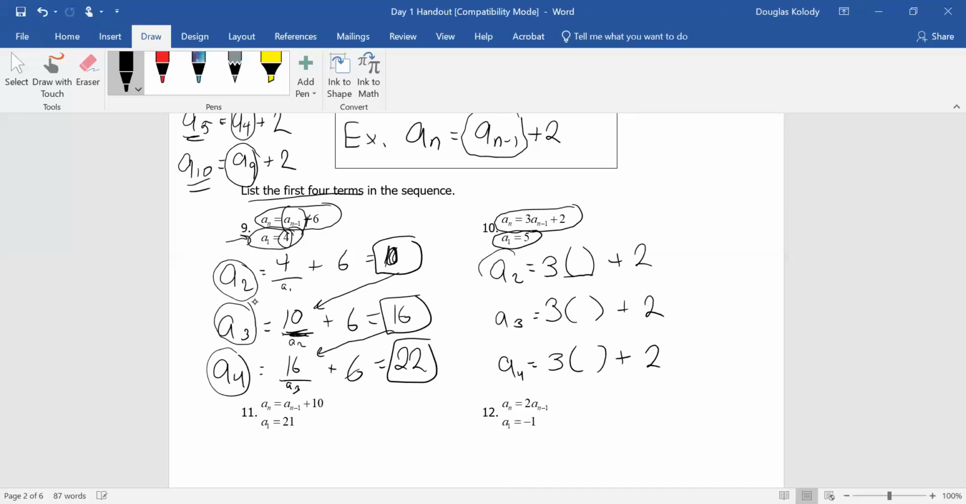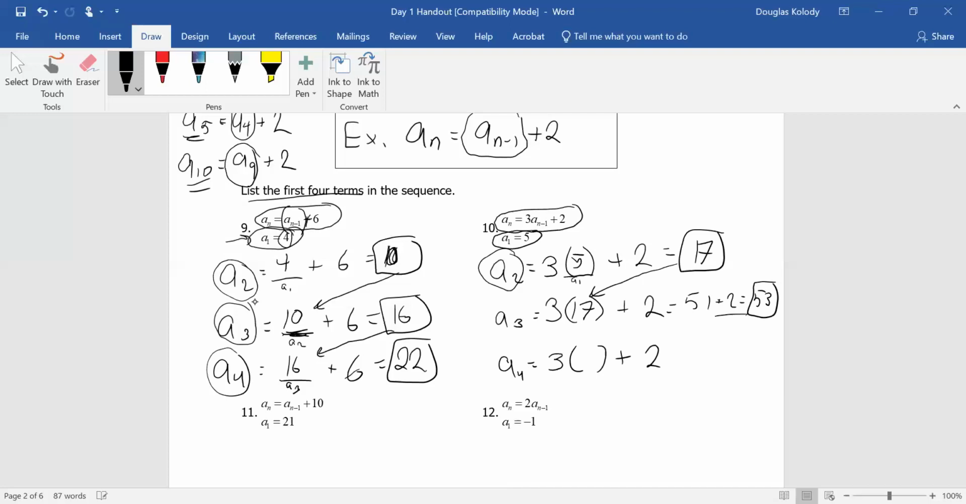Well, again, what's previous to A sub 2? A sub 1. What is A sub 1? That's the given. That's 5. And 3 times 5 is 15, plus 2 is 17. Then I take what I just found and I plug it in to find the next thing. 3 times 17 plus 2. And that's going to be a pretty big number right there, isn't it? By the way, you can use your calculator to find any of these. So 3 times 17 is 51. 51 plus 2 is 53.